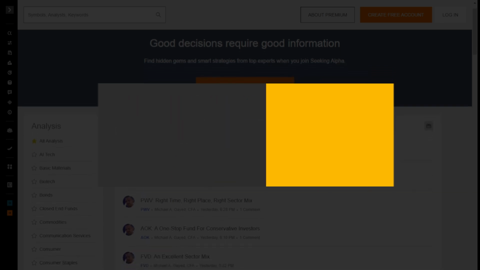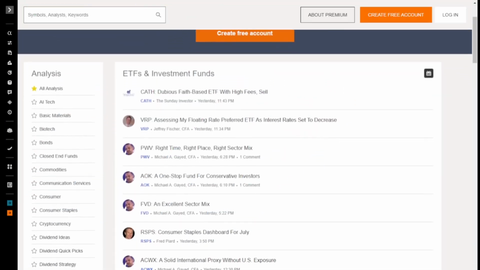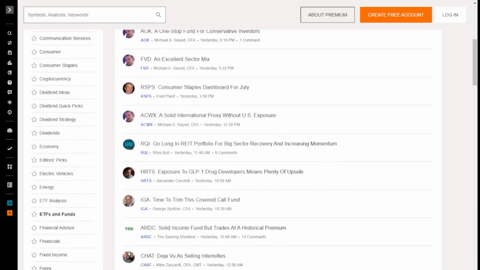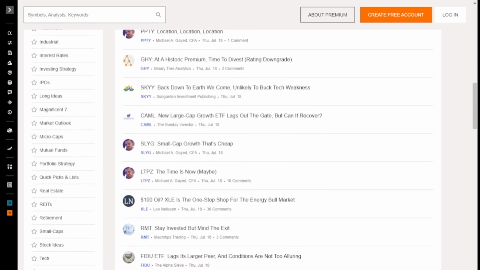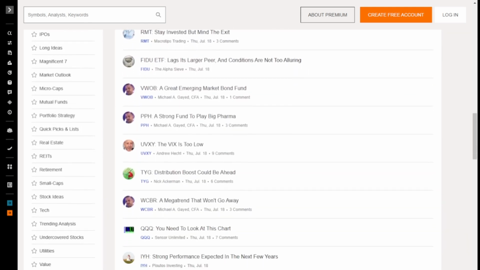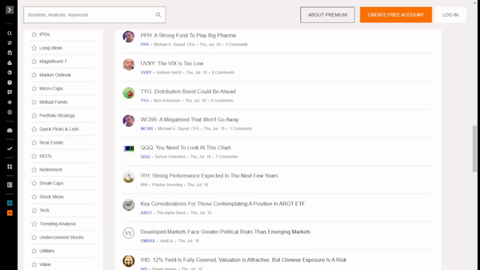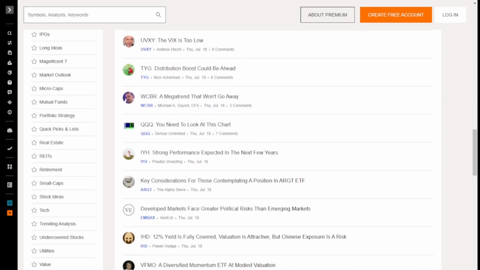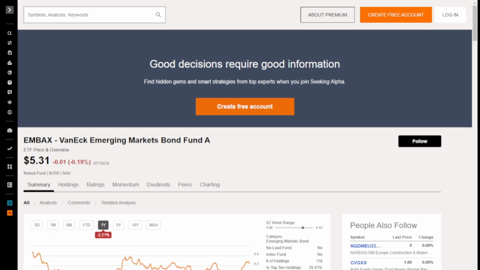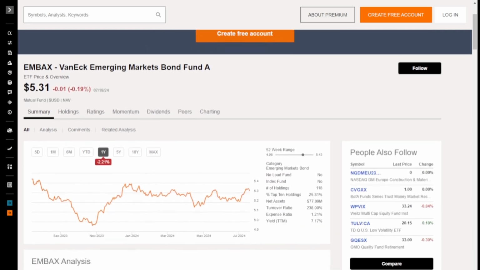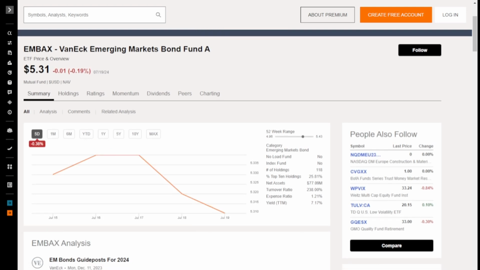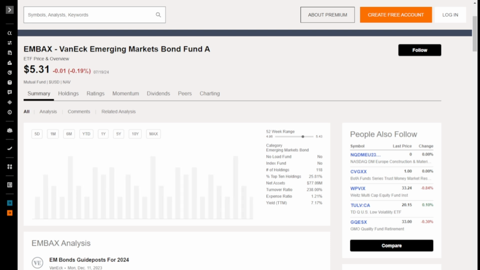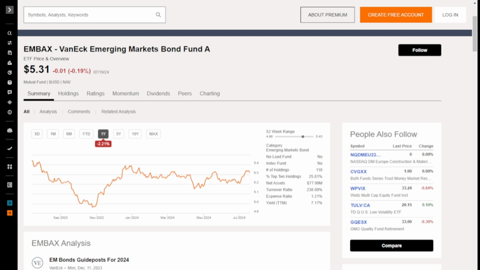ETFs and funds analysis. Seeking Alpha offers comprehensive analysis and commentary on exchange-traded funds, or ETFs, mutual funds, and other investment vehicles. This feature is invaluable for investors interested in understanding the nuances of various funds, including their holdings, strategies, and performance metrics. By accessing expert insights, investors can make informed decisions about fund allocations that align with their financial goals and risk tolerance. This level of analysis helps investors navigate the complexities of fund investing, ensuring they choose vehicles that best suit their investment strategies and objectives.